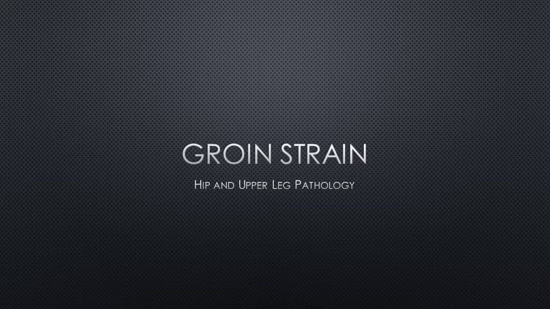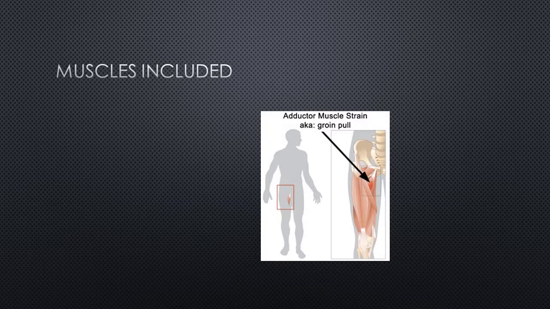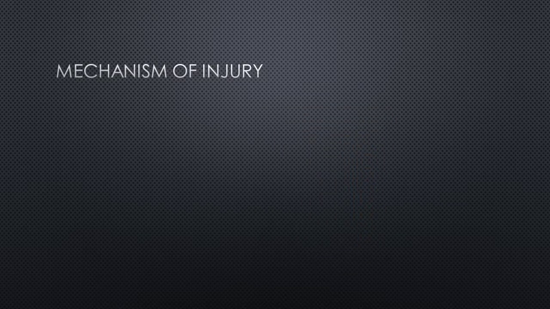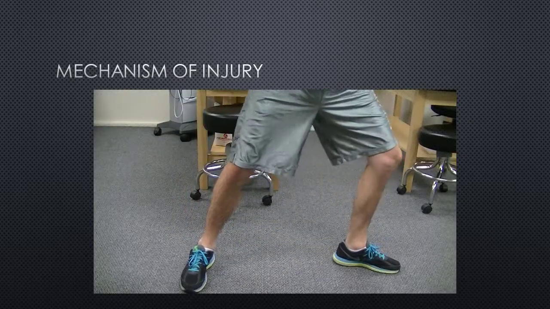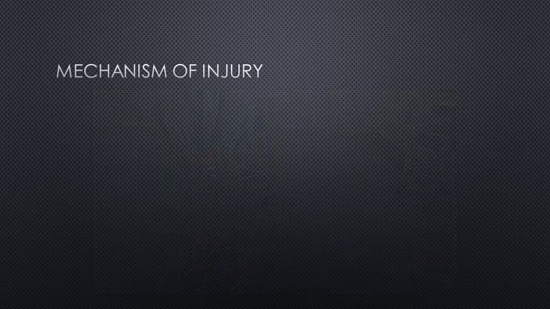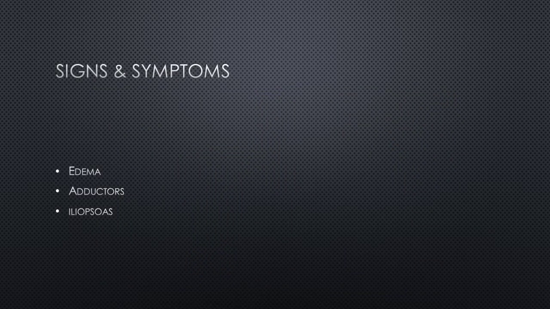A groin strain is the most common injury in the NHL and pro soccer, versus the hamstring strain that you will see in the NFL. Groin strains are going to include the hip adductor muscles as well as the iliopsoas. The mechanism of injury can be things such as an acute eccentric overload, associated hip abduction and external rotation, and your early season DIF. Signs and symptoms include localized edema.